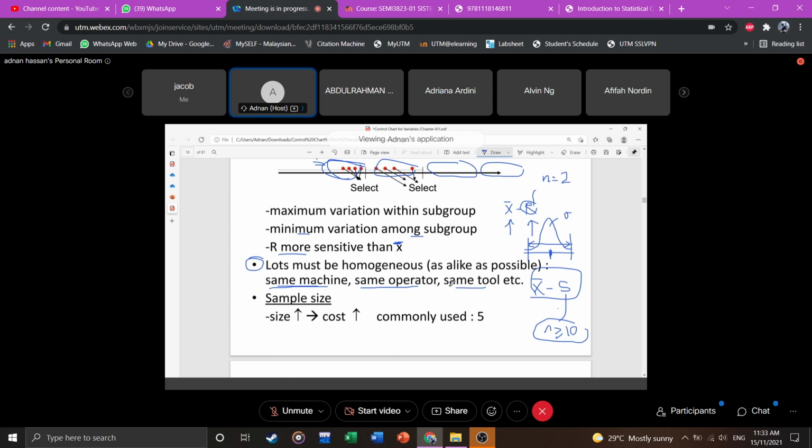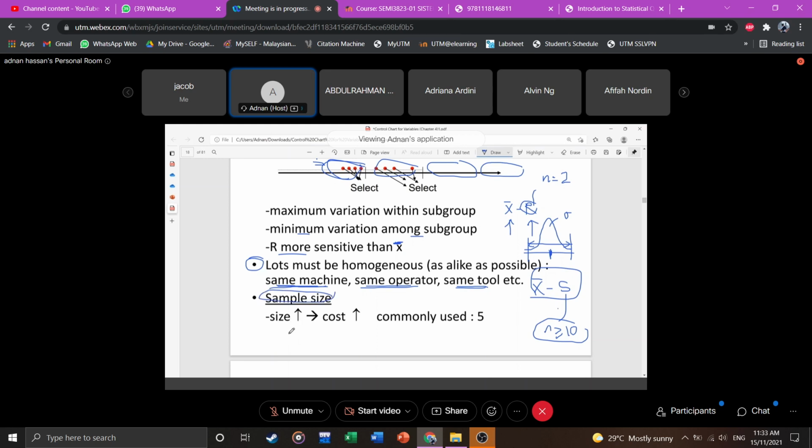Same tooling, because when you mix up different operators, different machines, we cannot actually monitor the process variation, because the machine is already mixed, the operator also mixed. So ideally we need homogeneous samples. Another guideline is when we decide the sample size.